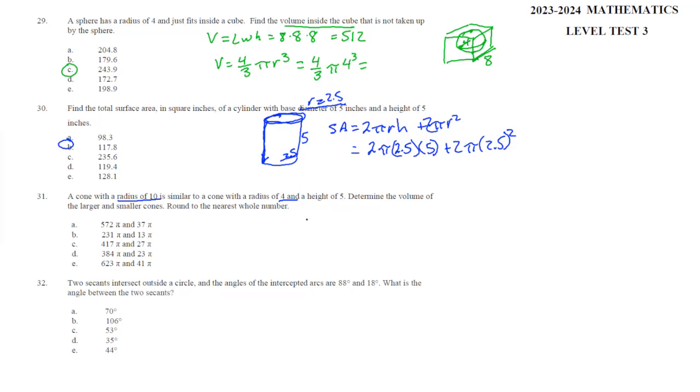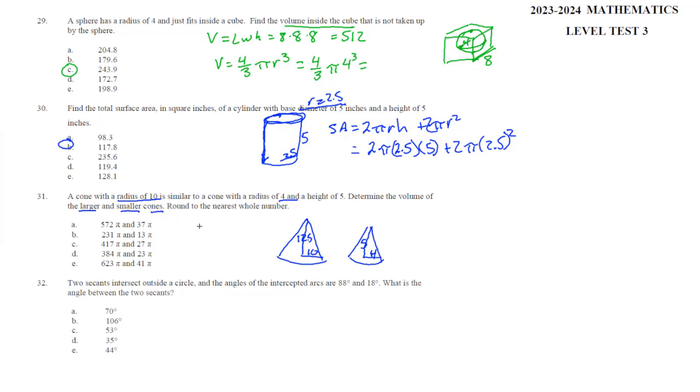4. So we have a cone right here with a radius of 10, and we have a smaller cone with a radius of 4. So this has a height of 5. So 4 is to 5 as 5 is to, let me see, what would the height be? 10 divided by 4 is 2.5, so times 5 by 2.5, and you get 12.5. So that's the height of the other cone. Okay, that's good. Determine the volume of the larger and the smaller cones.